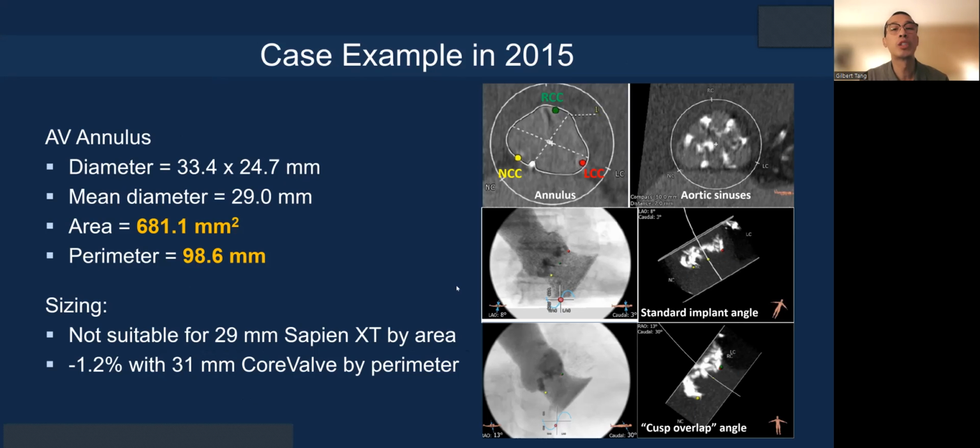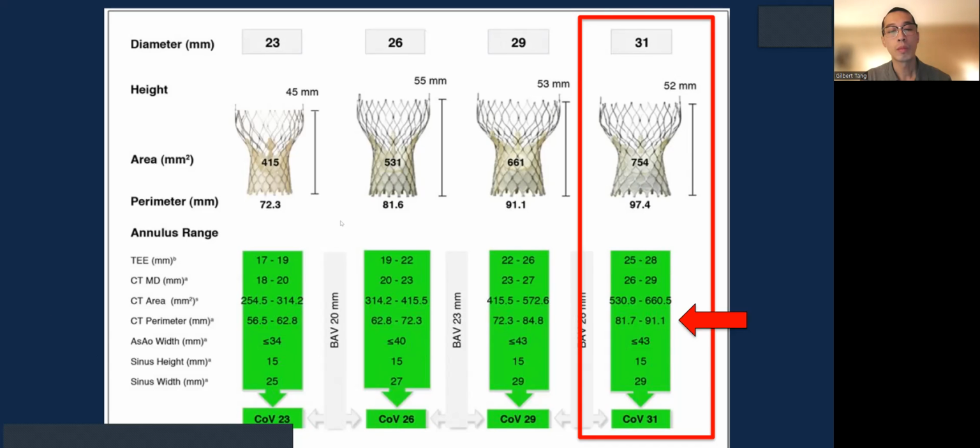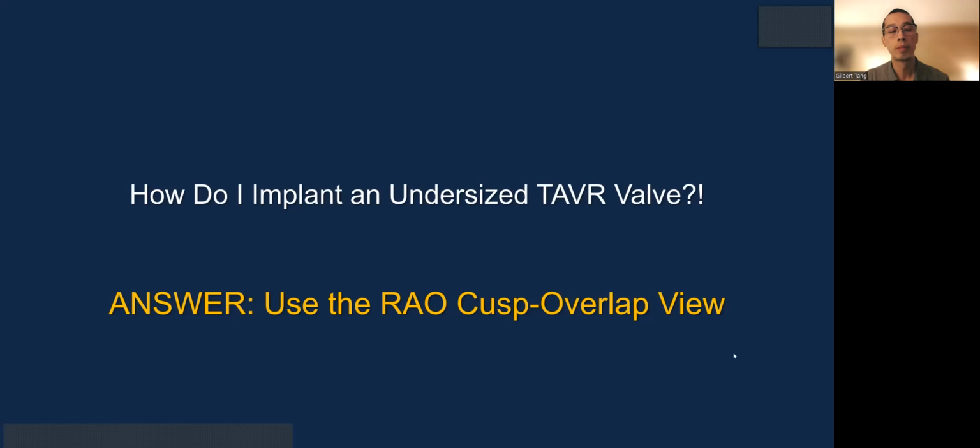So here's an example back in 2015 where the older generation valves were available. This patient, you can see, has an extremely large annulus with a very large perimeter. At that time, it was not suitable for a 29 Sapien XT by area, and with a 31 CoreValve, it was undersized by perimeter. You can see here it's a tri-leaflet calcified valve, and you can see the sizing chart for the CoreValve. We are certainly undersized based on this anatomy.